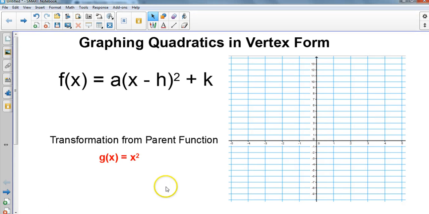Hey guys, this video is to help you practice graphing in vertex form for the test that is tomorrow. What vertex form means is it takes the parent function of all quadratics, any basic squaring pattern, which just says take a number and square it.